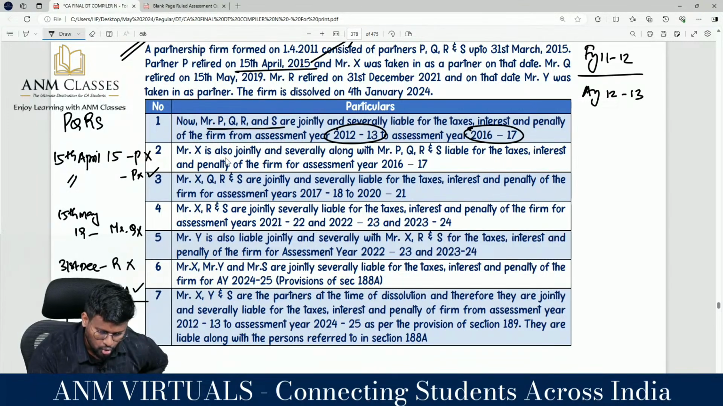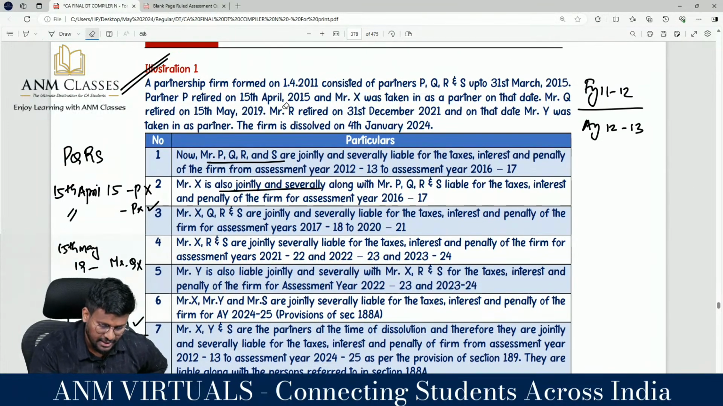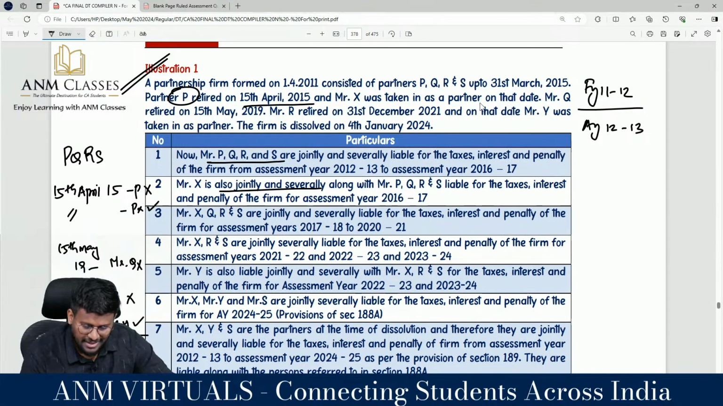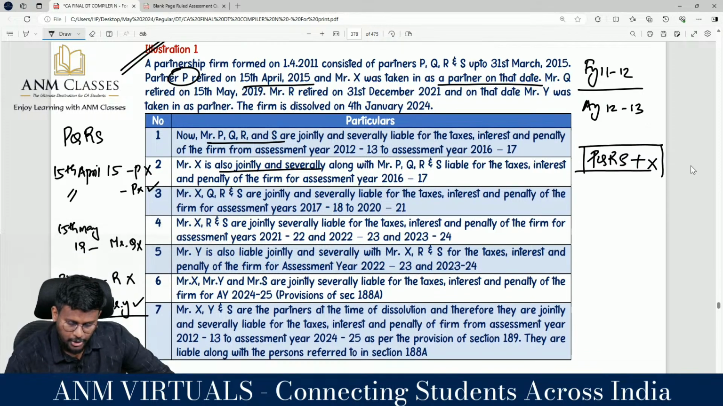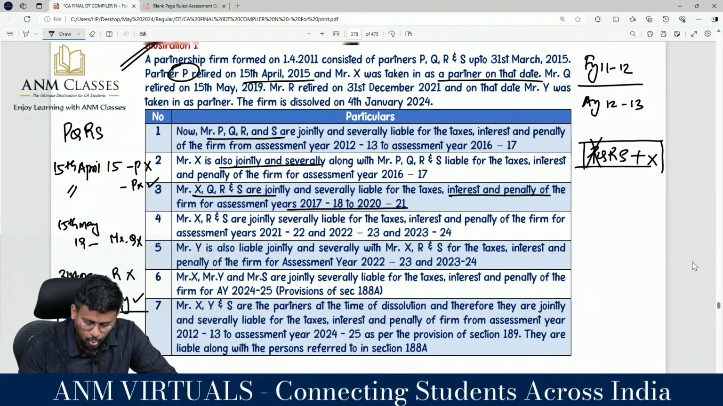Now Mr. X is also jointly and severally liable along with P, Q, R and S for taxes, interest and penalty of the firm for assessment year 16-17. For the last assessment year, since this new guy came, even though P retired on 15th April, in that previous year he was there, even for one day. So P, Q, R, S plus the newcomer X will be jointly and severally liable. Now P has gone out, so X, Q, R and S are jointly and severally liable for tax, interest and penalty for assessment year 17-18 to 2021.